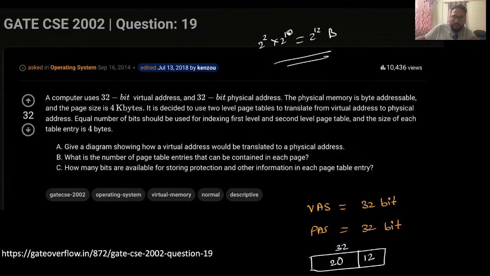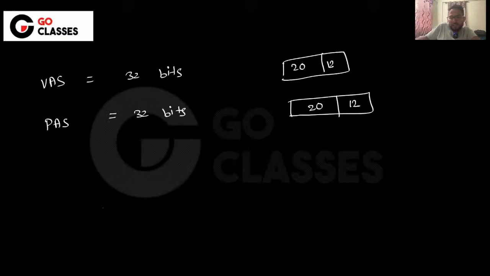Now that's very, very important, this line. They are saying equal numbers of bits should be used for indexing the first and second level page tables. This address split must be given. The virtual address space currently looks like this, which means this is 12. Now the remaining is 20. How to split this 20?